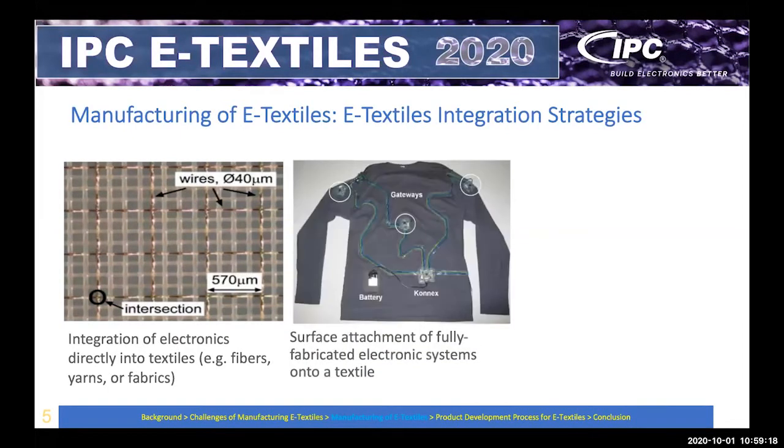The second approach is attaching a prefabricated electronic system onto the surface of the garment, in which electronics are housed in pockets and cables are run through channels in the garment.